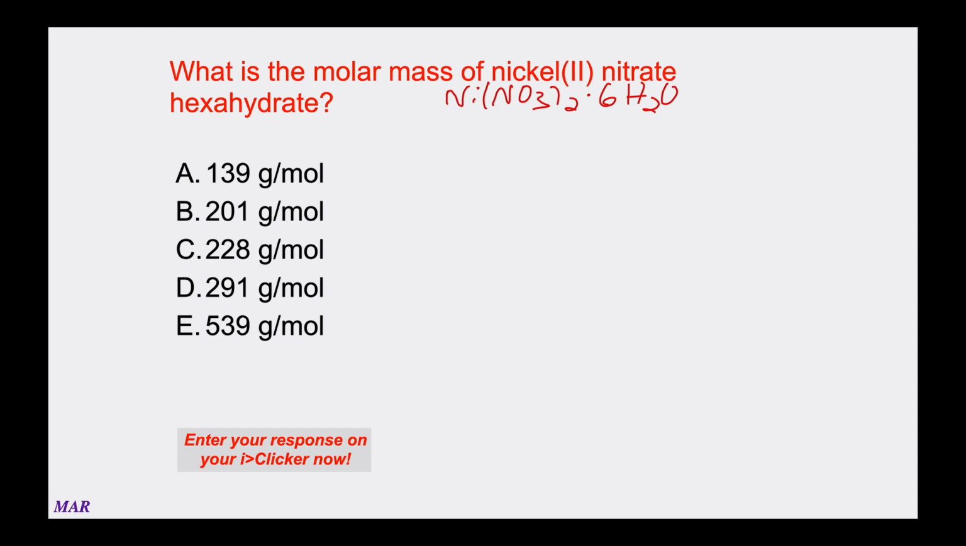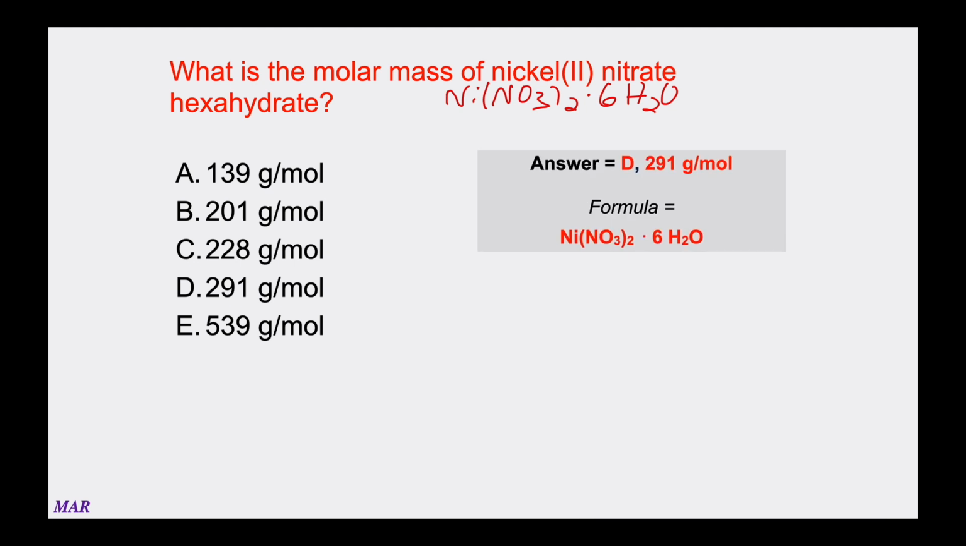So when you do the molar mass, you want to add 1 nickel, 2 nitrogens, N times 2, 6 oxygens, this is just from the nitrate, by the way. So 1 nickel, 2 nitrogens, 6 oxygens. And for the water, you would have 6 times 2, 12 hydrogens, plus 6 times 1, 6 oxygens. So there's a lot of things to add up there. But when you do this, the answer comes out to be about 291 grams per mole.